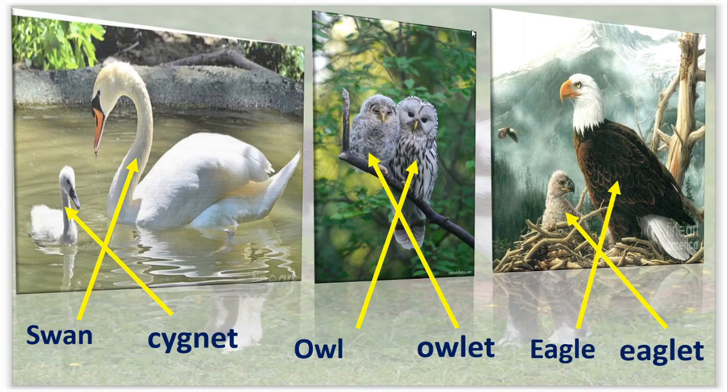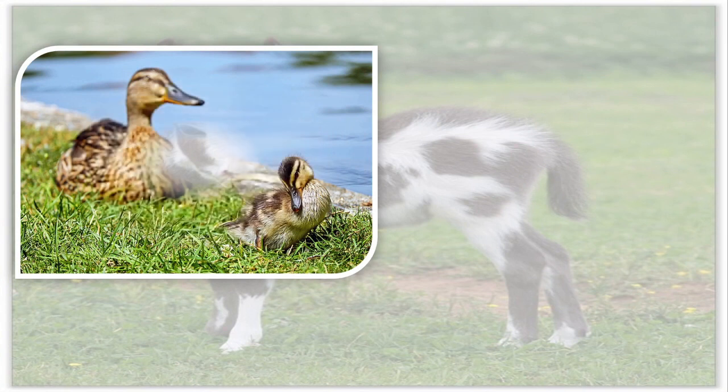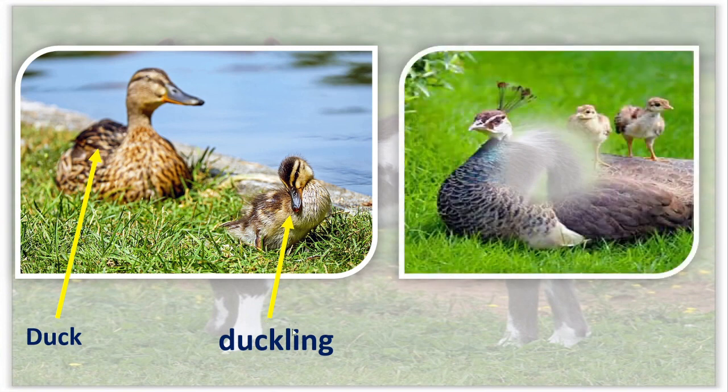Okay. Next, see this, duck. The young one of the duck is called as duckling. You know this, correct? Duck, duckling. You have heard the story of ugly duckling in standard 4th, isn't it? Yes. This is duck, and the young one is called as duckling.